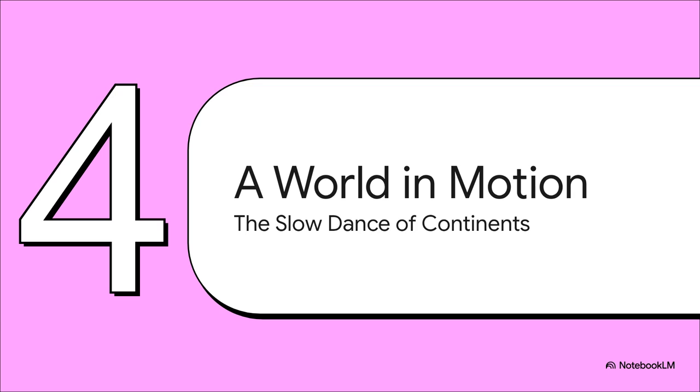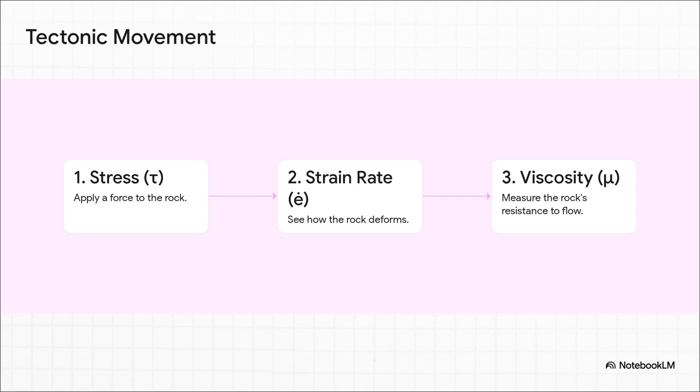So that leads to a pretty huge question. How does this language describe something as massive and as incredibly slow as the dance of the continents? Well, it actually boils down to a surprisingly simple 3-step process. First, you need a force, something pushing or pulling on the mantle. That's stress, represented by the Greek letter tau. Second, you measure how the rock actually deforms under that stress. That's the strain rate, epsilon. And third, you have to account for the rock's resistance to flowing, its viscosity, which is mu.